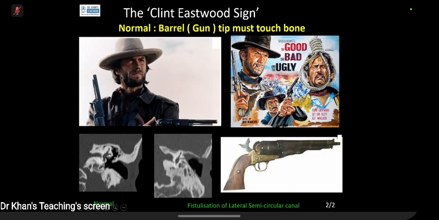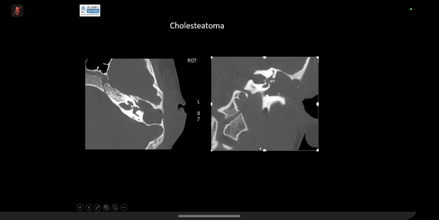So this is the Clint Eastwood sign, which is the barrel. It touches the white. This is the hammer, which is the superior semicircular canal, and here it is not touching the white. So this is fistulization of the lateral semicircular canal.